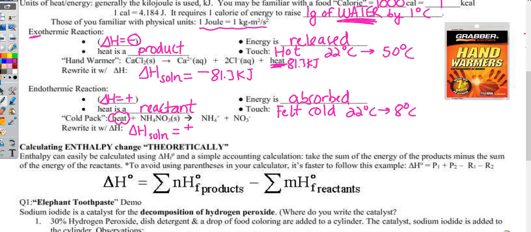Now I looked this value up, and this happened to be a 25.7 kilojoule per mole value. And again, that's kilojoule for every 1 mole of the ammonium nitrate that actually dissolves.